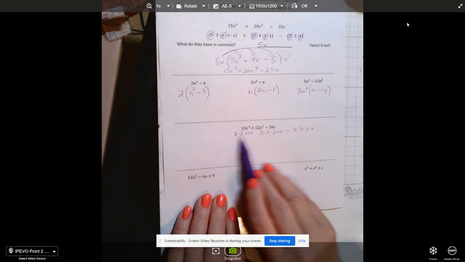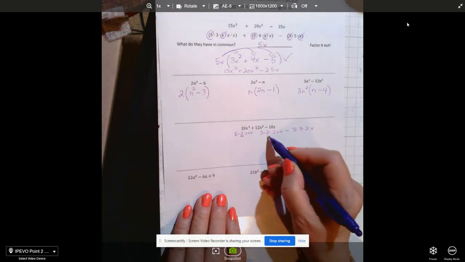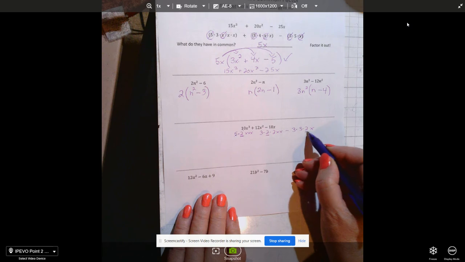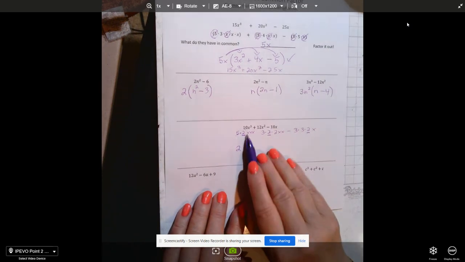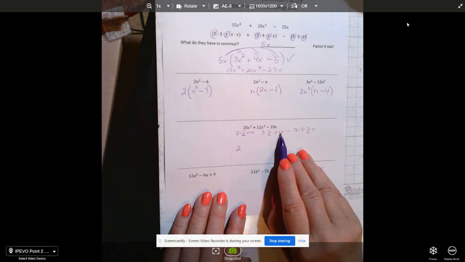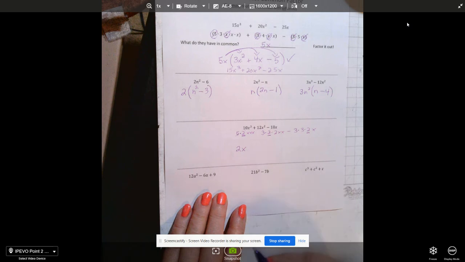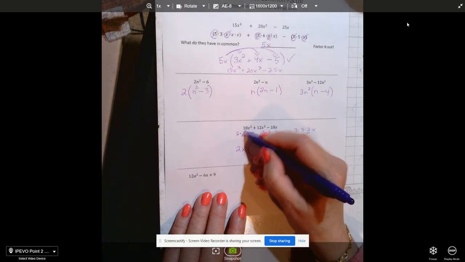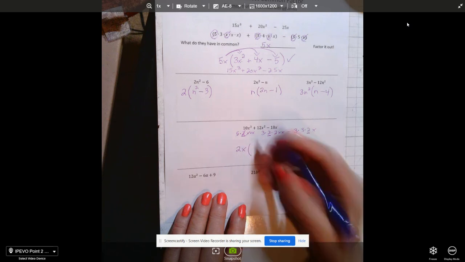So let's see what they share. Well, I have a 5 here. No one else has a 5. I have a 2. This one has a 2, and this one has a 2. So I know that they share a 2. This one has 3 x's, 2 x's, and 1 x, so I know they share at least 1 x. Well, if I've taken out an x and a 2, I have left 5x squared.